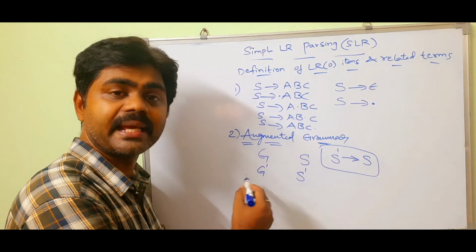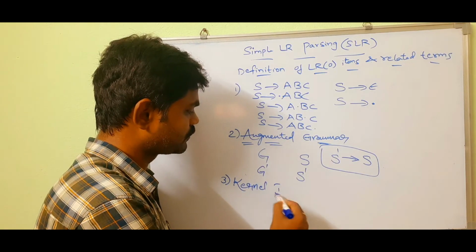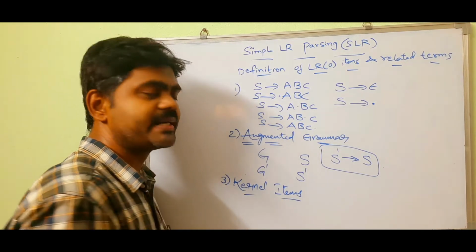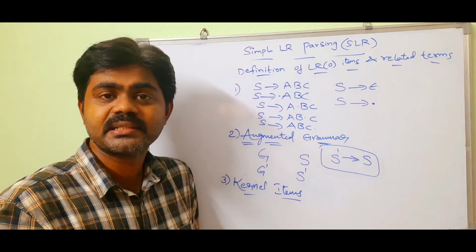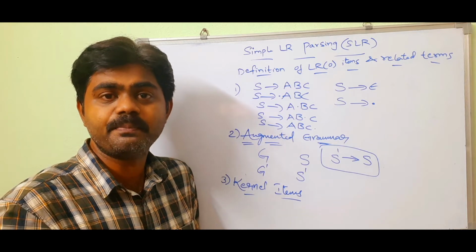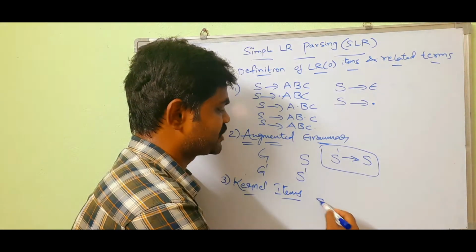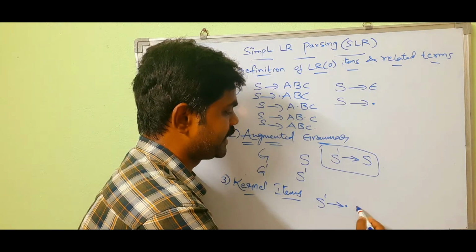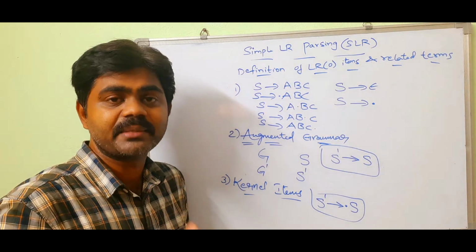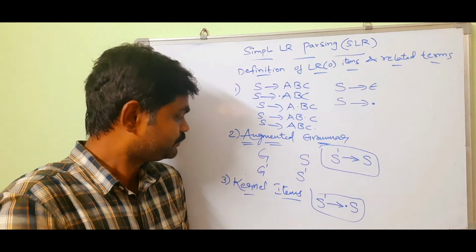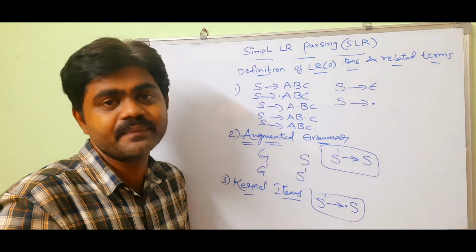Okay, and the third one, kernel items. So what are these kernel items? In the augmented grammar which we generated, S dash tends to S, if we place a dot before S, then it is said to be a kernel item, that is S dash tends to dot S. S dash tends to dot S is nothing but your kernel item. Okay. So there are also non-kernel items, and non-kernel items are exactly the reverse of kernel items.